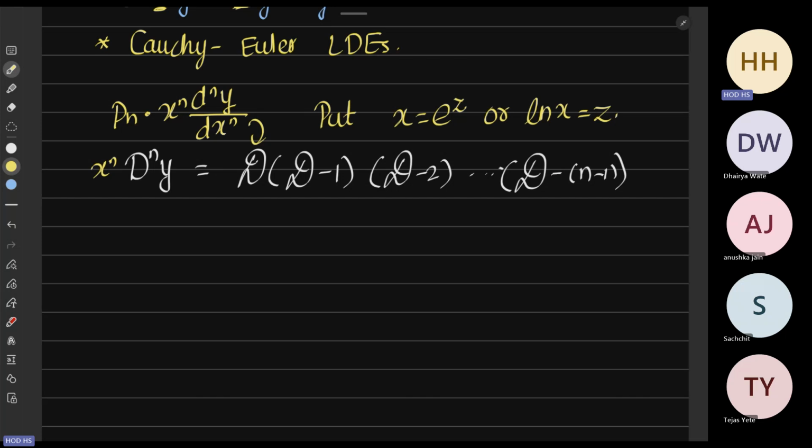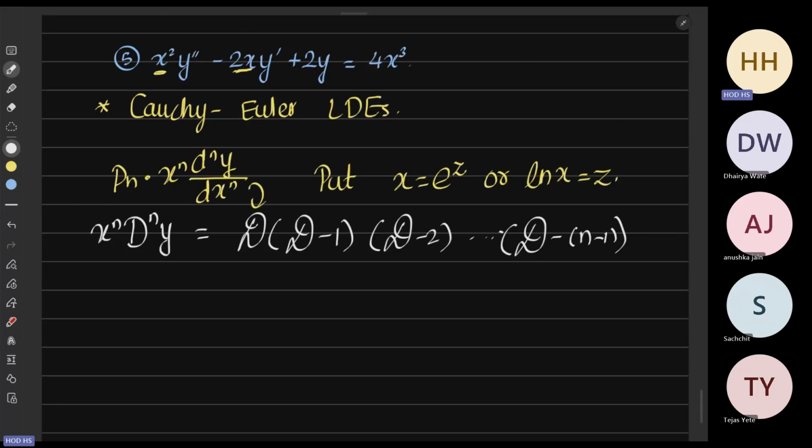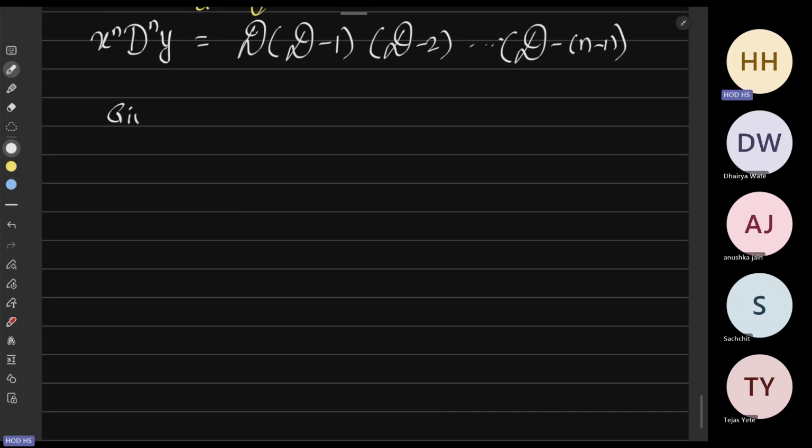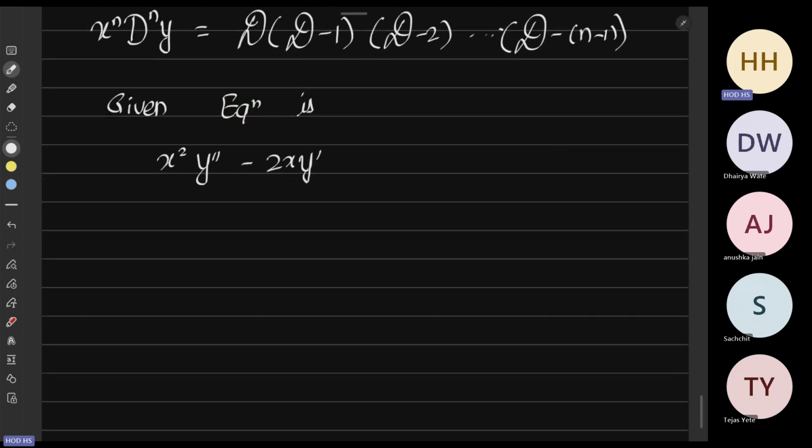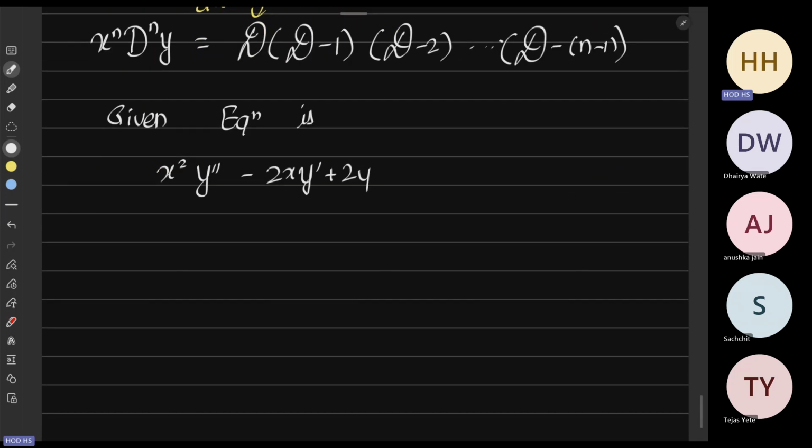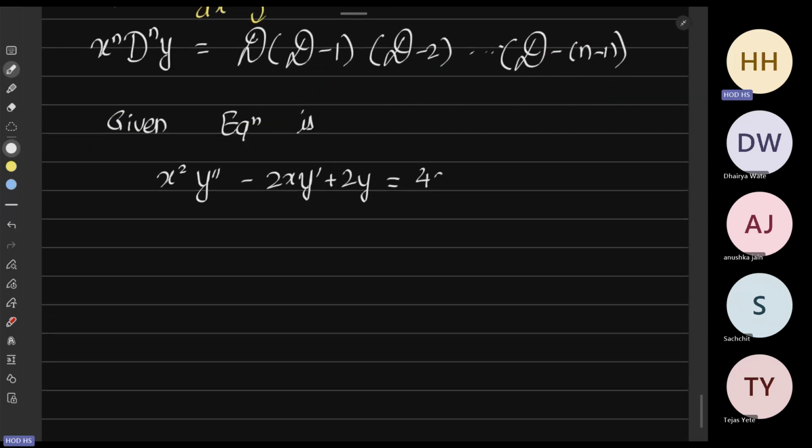To convert our linear differential equation, there should be x to the power n sitting here. So x to the power n times d to the power n y can be written as D into D minus 1 into D minus 2, and so on till the nth term, that is D minus (n minus 1). For our given equation, x square y double dash plus 2x y dash minus 2x y dash plus 2y is equal to 4x cubed.